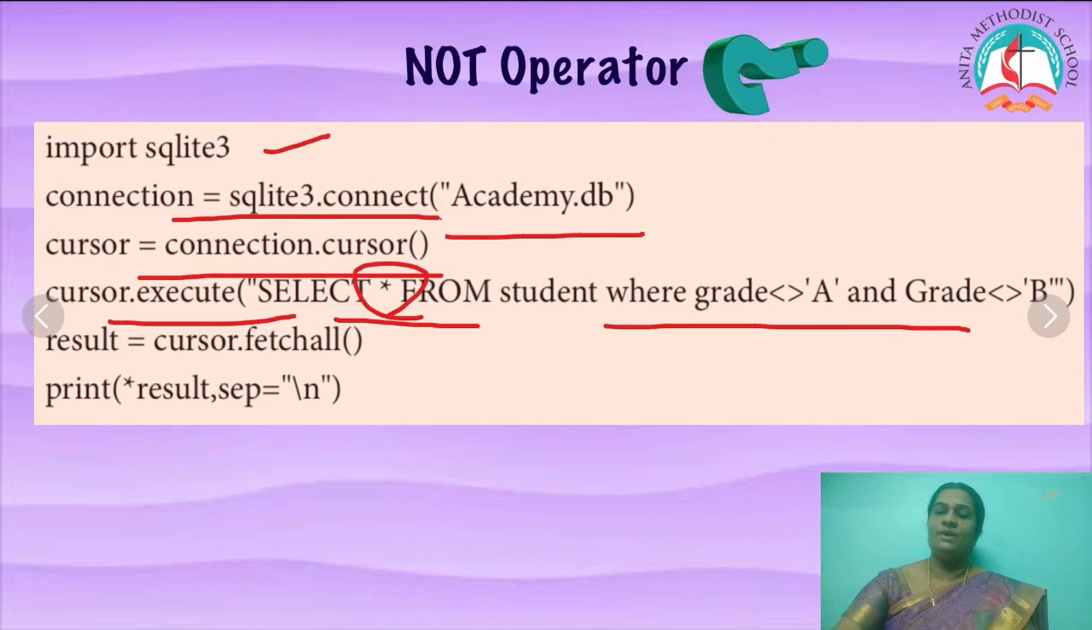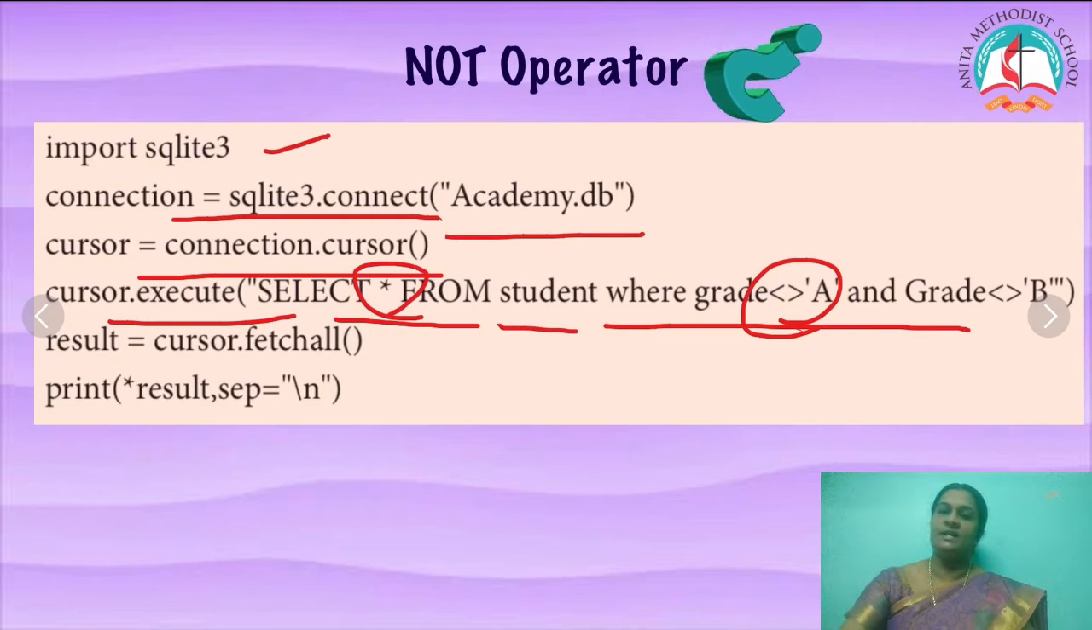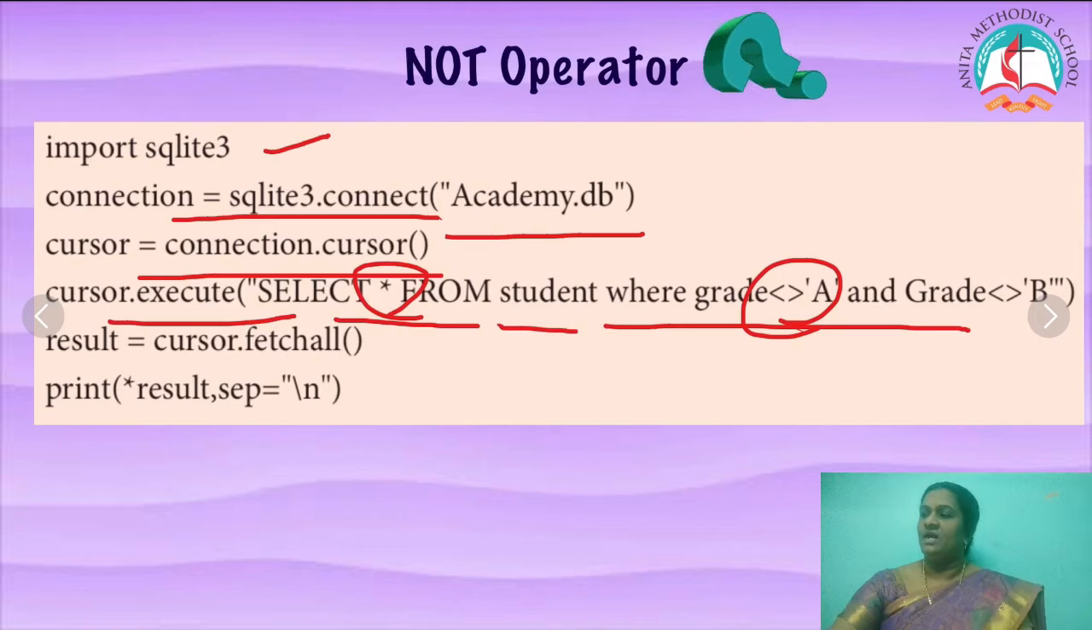Asterisk means we are doing all the data. From student where grade not A and grade not B. What is this operator? This operator is the not equal to operator. Okay. And now let's see how the output is being displayed.